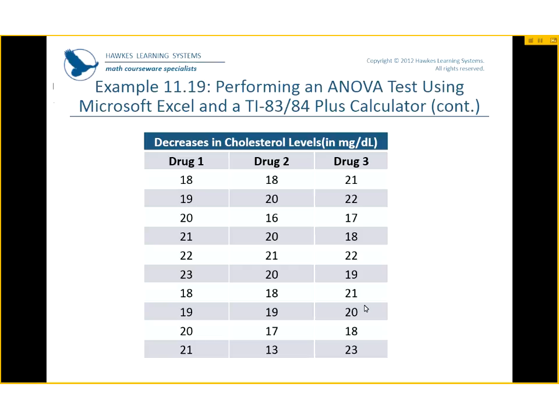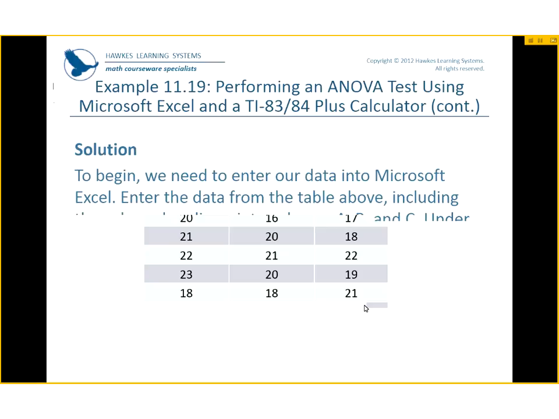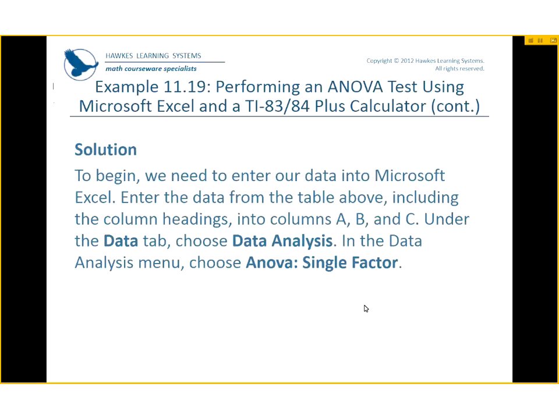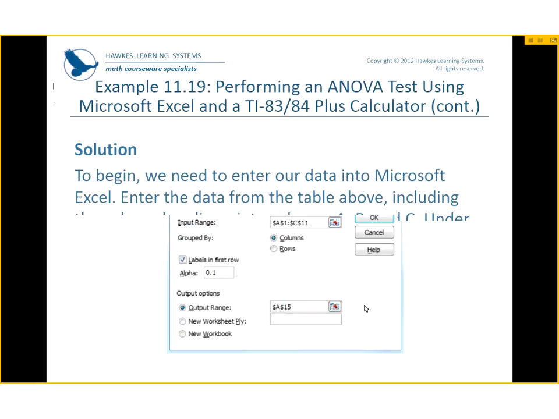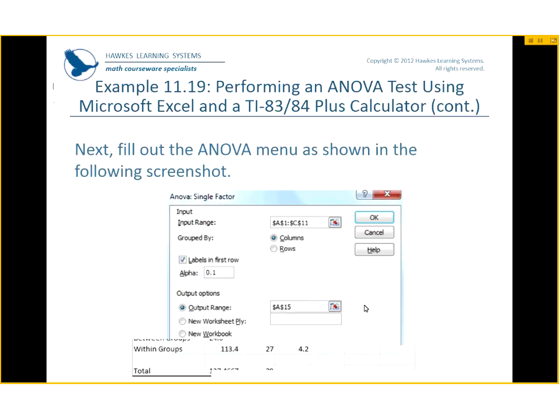So as we see, drug 1 lowered the first lady 18, the second lady 19. So we're talking about a measurement of your cholesterol. So, I'm sorry, milligrams over, is it deciliters? I don't know. Sorry about that, guys. But it shows what it decreased it. So if you look at that, you'll see everybody decreased, but we want to see whether they all decreased the same amount. So, okay, you enter your data in Microsoft Excel.